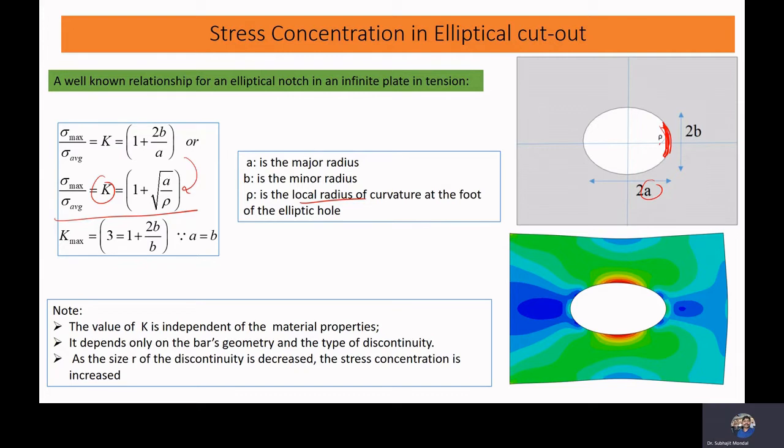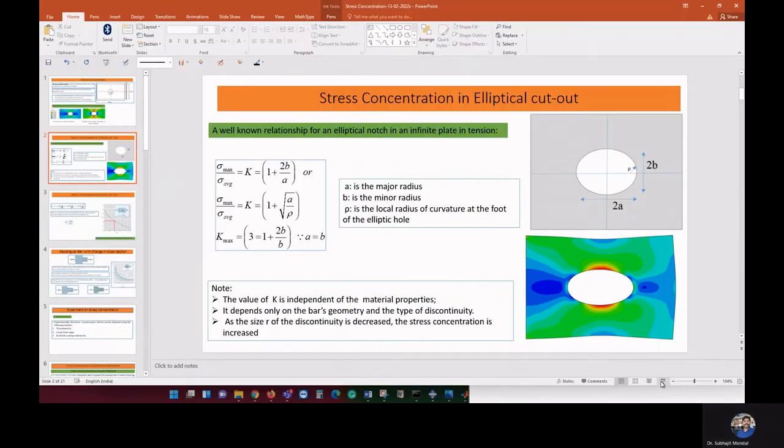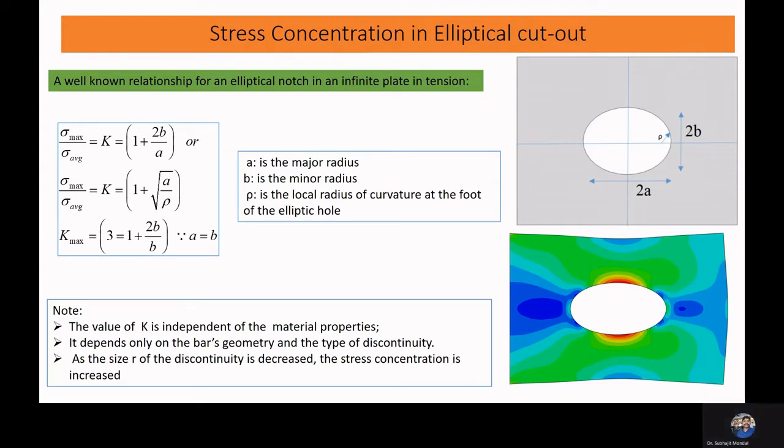Now we see that if the value of rho is very small, then we will have a high stress concentration factor. If the value of rho is high, in that case we can have a low stress concentration factor. A high stress concentration factor means we will have a high stress in this zone. A low stress concentration factor means less stress is concentrated here. So what we have learned is that for an elliptical cutout, the stress concentration factor is like this.